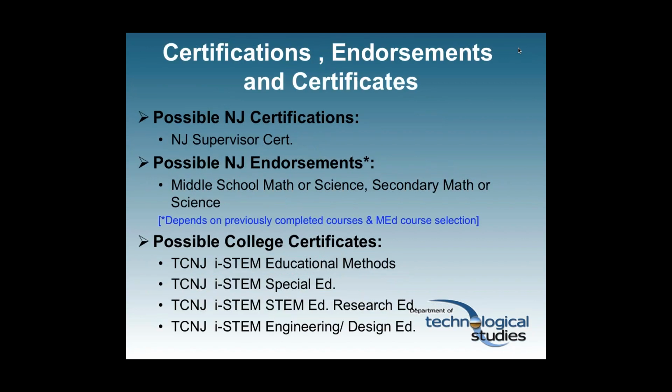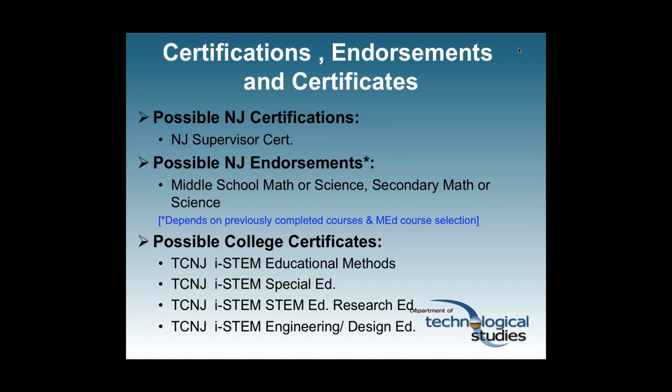You will get some content courses that will be math or science approved by New Jersey, and if those add to 15 credits, you'll get middle school endorsements, and if they add to 30 with specifications on high level versus low level, you could potentially complete a secondary math or science as well.